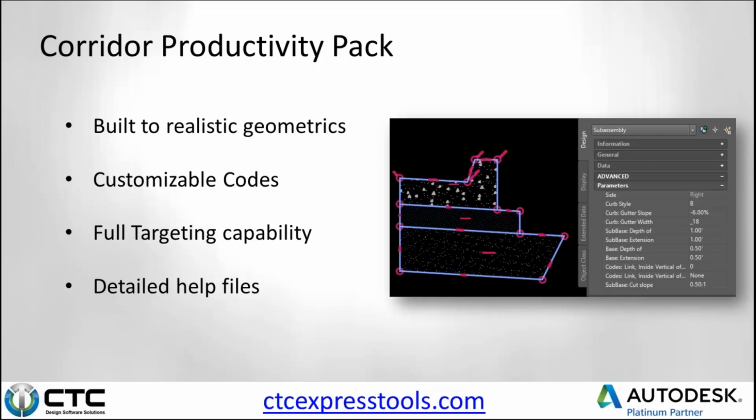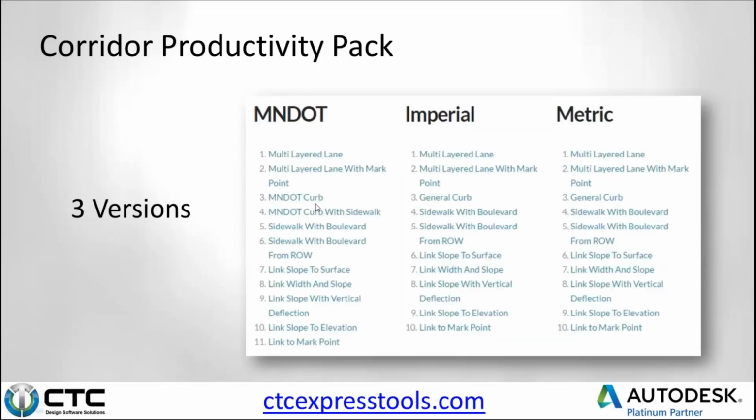These of course have full targeting capability and then some, so all sorts of different targeting that you are doing, be it surface, width, or elevation targets, all that stuff is built into these different subassemblies. And there's detailed help files, so to know how to use these, we've provided nice detailed help files. So what comes in the CPP, the Corridor Productivity Pack? There's actually 3 different versions.